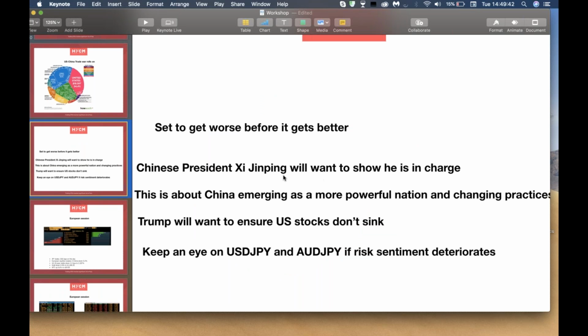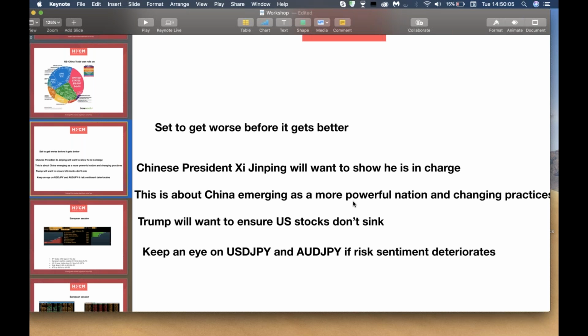Xi Jinping, the Chinese president, will want to show he's in charge. He's going to want to show some authority, particularly with Donald Trump being so vocal. He's a charismatic speaker. And I think President Xi will want to show the world, and his own people in particular, that he can stand up to President Trump. A lot of this is about China emerging as a more powerful nation. Will they change practices?